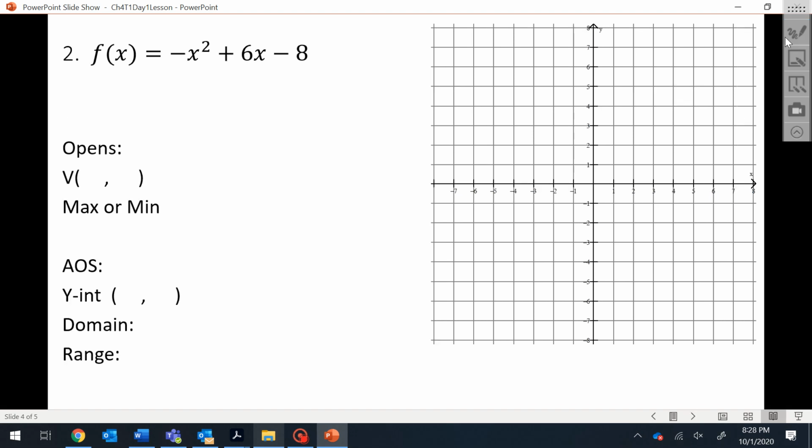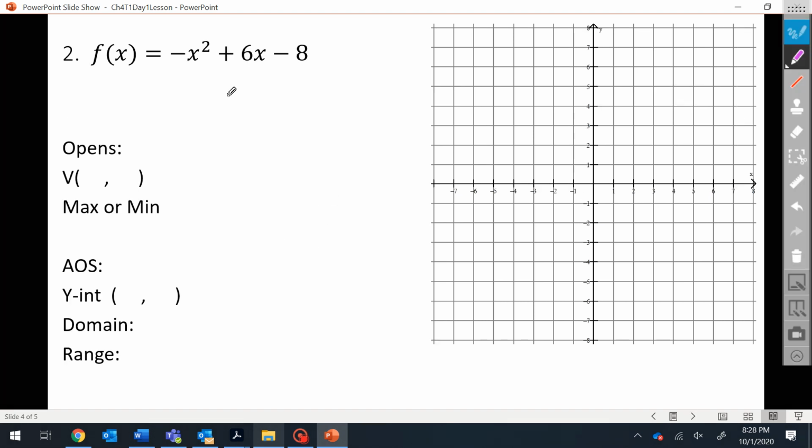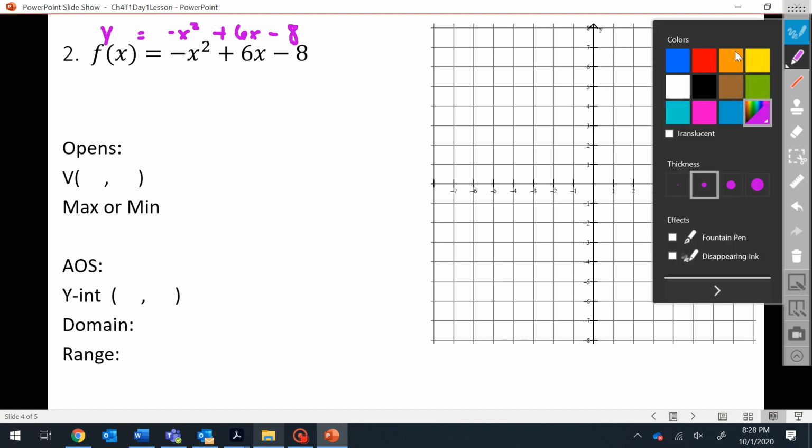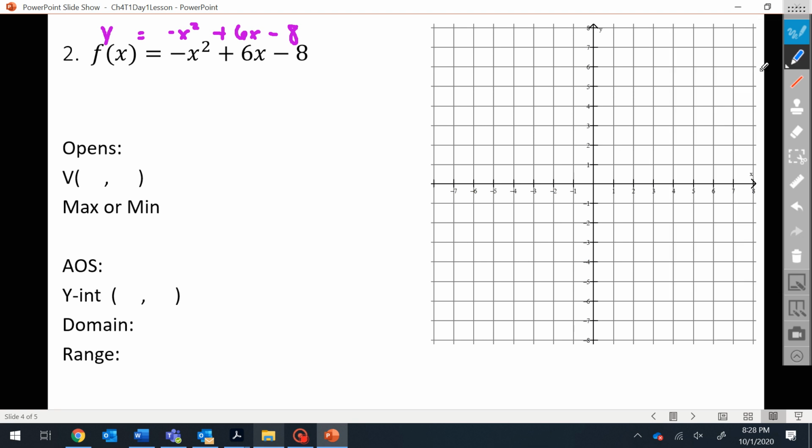All right, example number 2. This is written in function notation. You can pretend that this says y is equal to negative x squared plus 6x minus 8. f of x is the same thing as y, essentially. We have to identify a, b, and c.